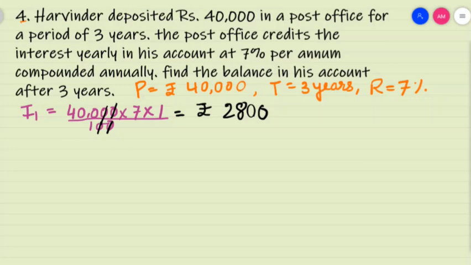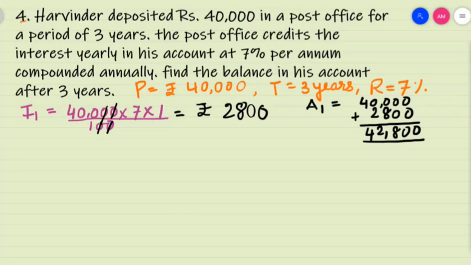Now we have to find out what is his principal for the second year, and for that you need to calculate the amount after the first year. Amount after the first year will be 40,000 plus 2800. So that will be 42,800. Now children, this is the amount that will be present in his account after the first year.